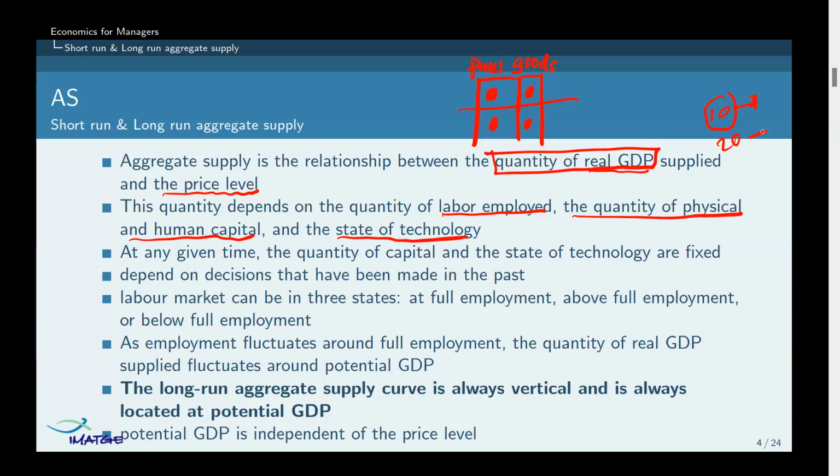But if now we look at the macro level, we are looking at all the firms together. So if the labor that is employed in the economy goes up, it implies that the quantity of real GDP in the economy is also going to increase. So labor is a key determinant of output produced in the economy. The other determinant as well is the quantity of physical capital. Remember, we have two things here: physical capital and human capital, right? Can someone distinguish between physical and human capital? What is physical capital? What are we looking at?